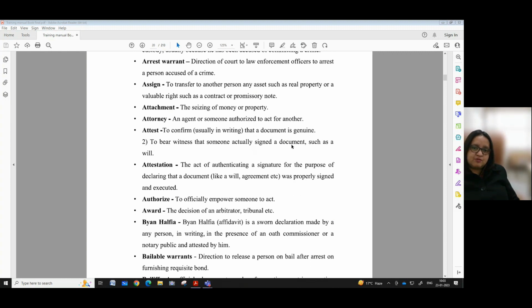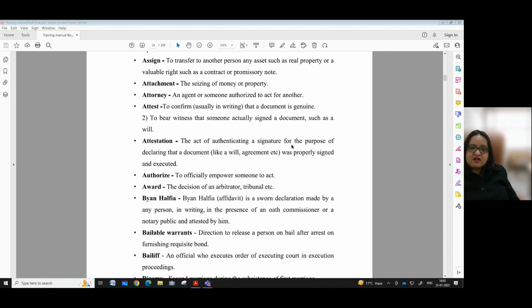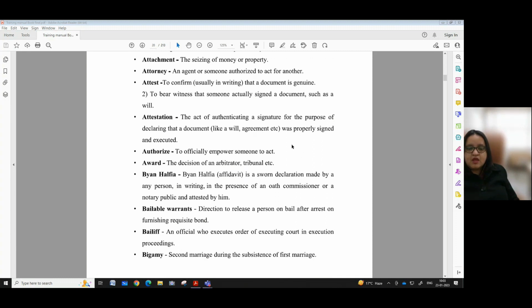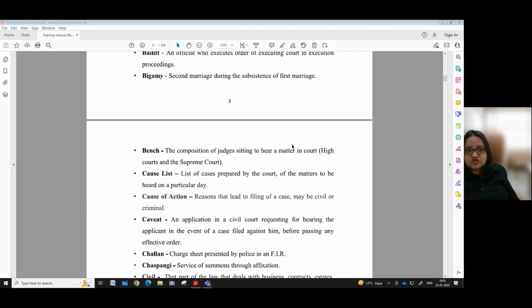Award, the decision of an arbitrator, tribunal, etc. Bayan Halfia. Bayan Halfia affidavit is a sworn declaration made by any person in writing in the presence of an oath commissioner or a notary public and attested by him. Bailable warrants, direction to release a person on bail after arrest on furnishing requisite bond. Bailiff, an official who executes orders of the court in execution proceedings. Bigamy, second marriage during the subsistence of first marriage.